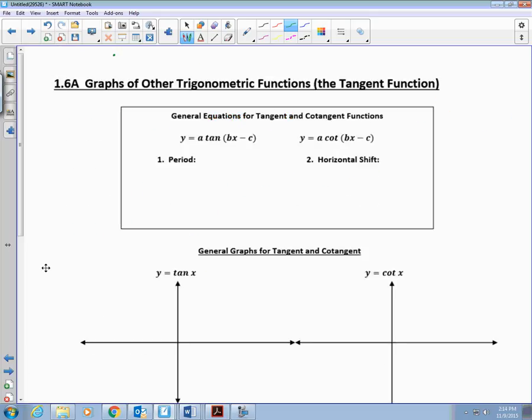In order to calculate the period for tangent or for cotangent, instead of 2 pi, we take just 1 pi, and we divide it by b. That's for tangent or for cotangent, either one. Now, the horizontal shift, just like before, bx minus c is equal to 0. Solve for x.